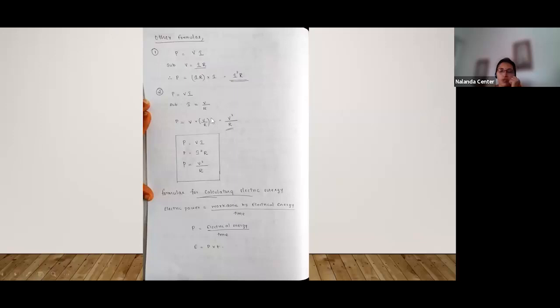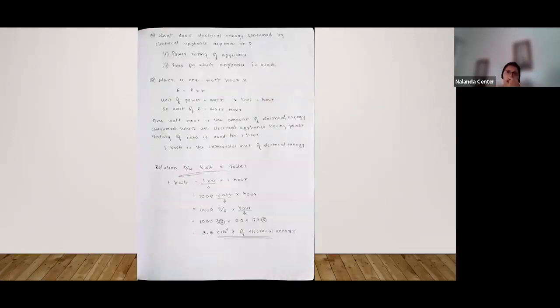There are quite a few problems based on this. Now, what is the question over here? What does electrical energy consumed by an electrical appliance depend on? So, given an appliance, how much electricity does that appliance consume? It depends on the power rating of the appliance and the time for which the appliance is used. How can you say that? We just now derived that energy is equal to power into time, right? So the energy is going to depend on the power rating as well as the time for which it is going to be consumed.